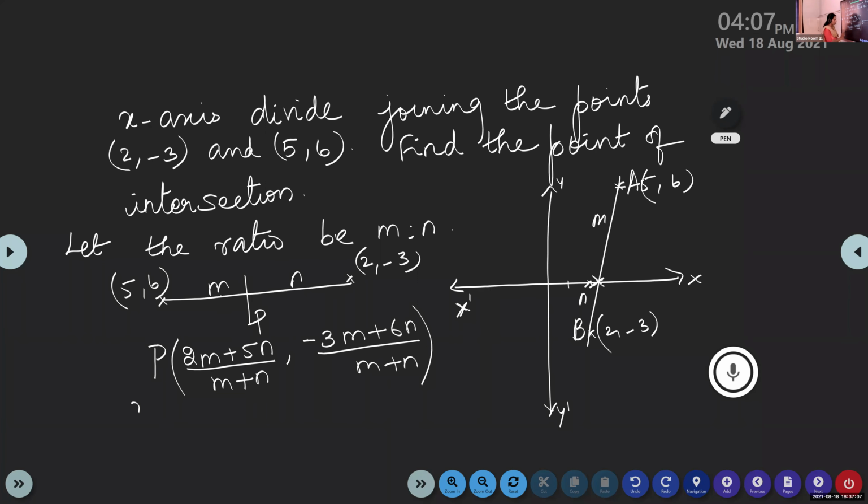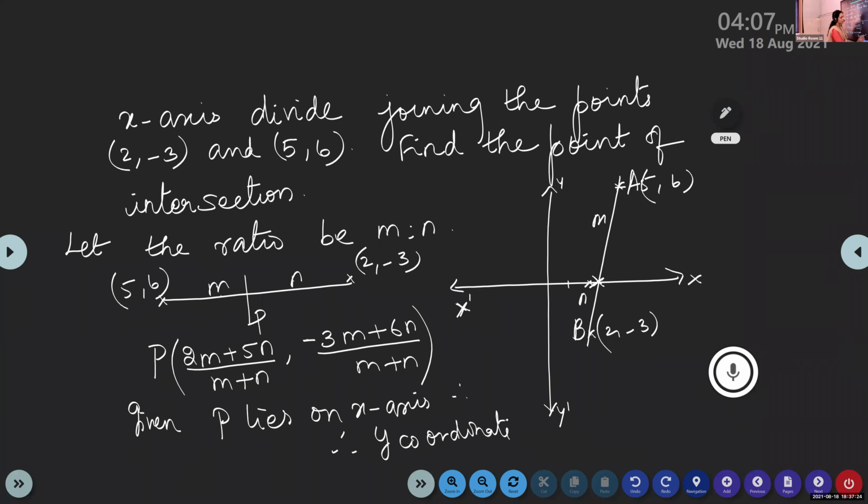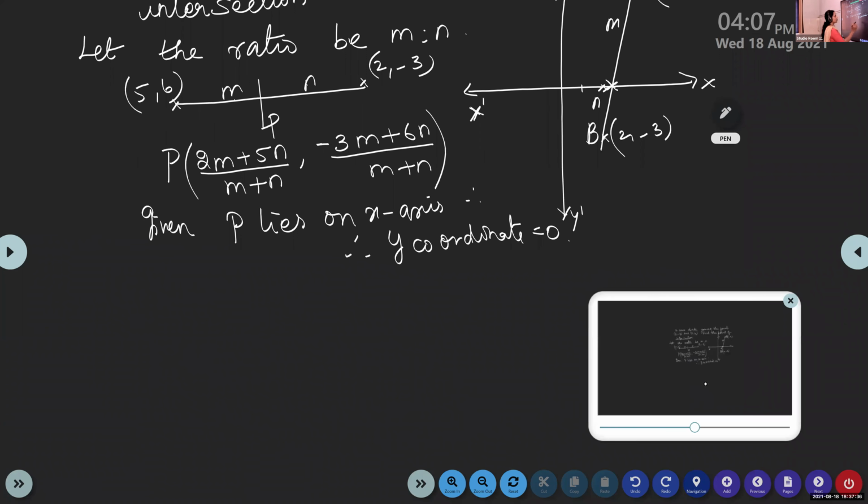But what is given about this point P? P lies on x-axis. It is a point on x-axis. Therefore, y coordinate will be 0. If a point lies on x-axis, y coordinate is 0. So we can equate y coordinate to 0.